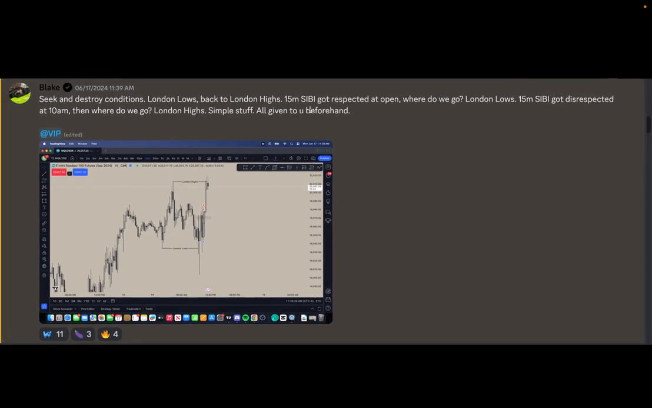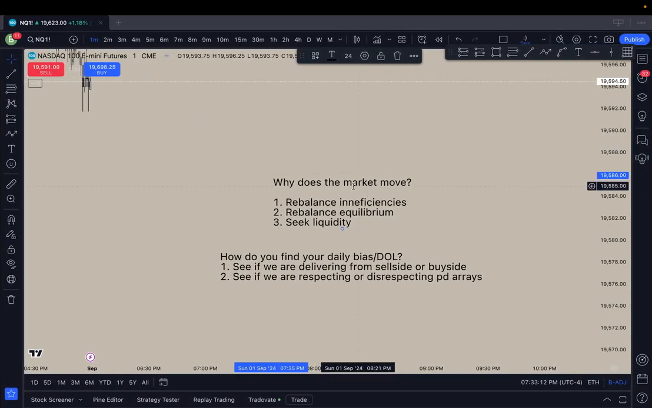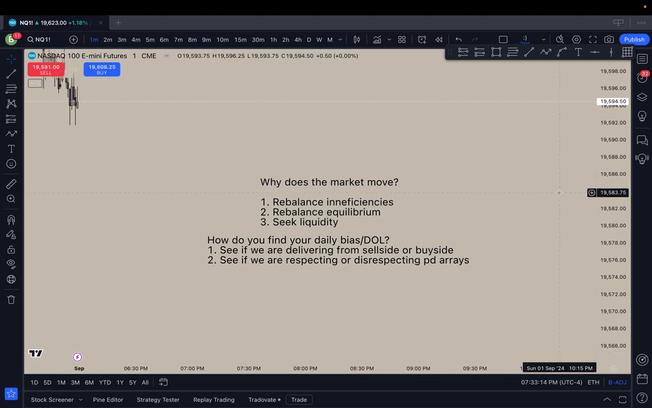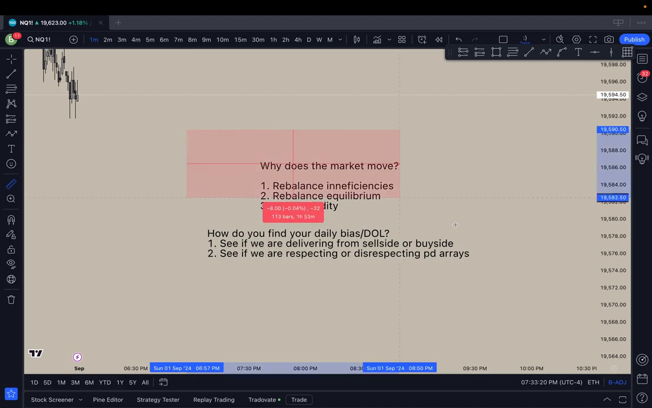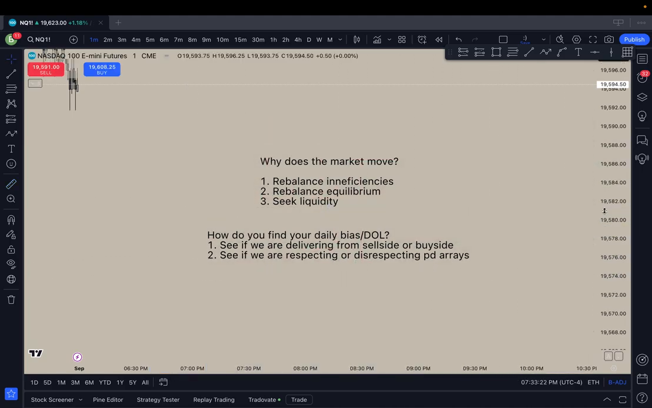Hopefully that cleared up some things for you, and you will start looking at the market in this way. Screenshot this, do what you want, but constantly have this in your head when you are trying to find your daily bias and you're on liquidity. And yeah, that's that video.